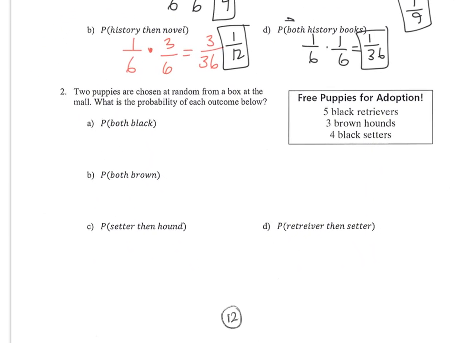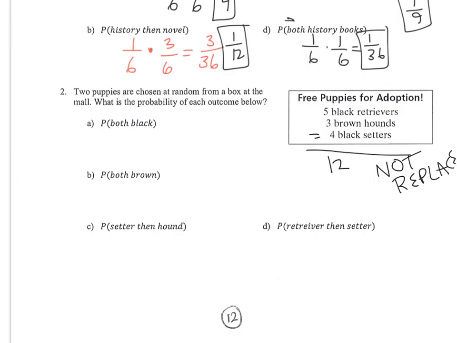Okay, 2 puppies are chosen at random from a box at a mall. What is the probability of each outcome? So you have these dogs. There are 12 dogs. So when you pick up a puppy, you don't put it back. You're taking the puppy. You're not putting it back. So it's called not replacing. So these fractions are going to go down because you're not replacing.